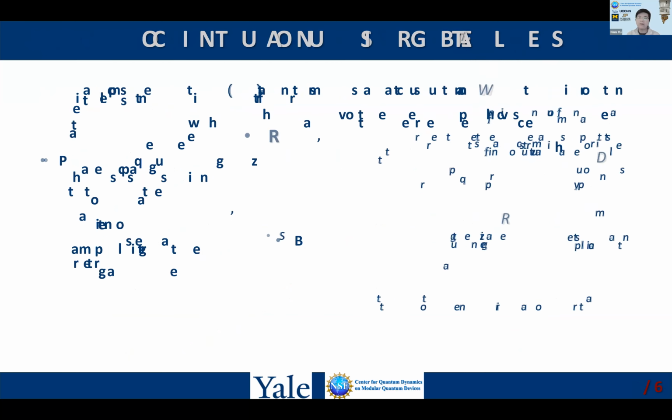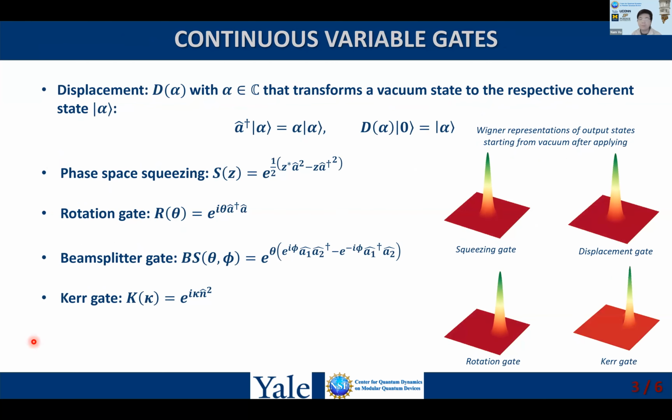Like quantum gates for qubits, such as the Hadamard or CNOT, qumodes also have analogous gates that allow the transformations so that we can simulate dynamics on the bosonic platform. For example, a coherent state can be prepared by applying a displacement gate to a vacuum state. So here on the right, I'm showing the Wigner representations of the output states after applying a displacement gate. You can also see, to the right, a squeezing gate, a rotation gate, and a Kerr gate applied to the initial vacuum state. And there are both Gaussian and non-Gaussian gates supported in this platform as well.